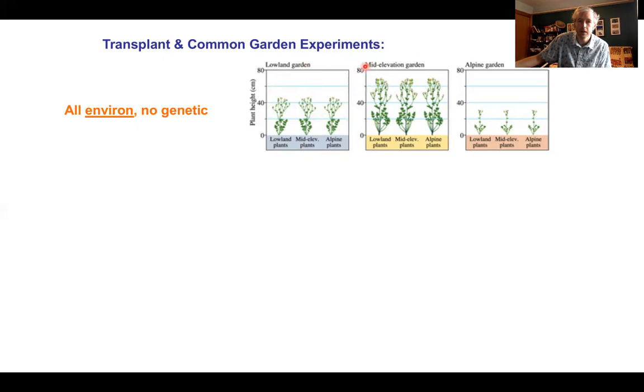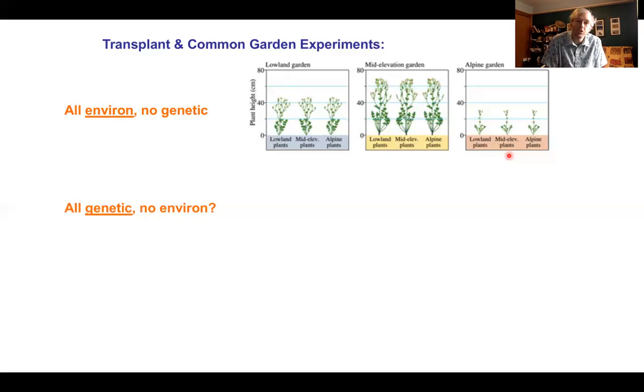And then same for mid-elevation: regardless of where you collected from, all the plants should look the same height. A lowland plant, mid-elevation plant, and alpine plant should all be the same size. At the alpine garden right at the top, we'd expect them all to be tiny, just like the alpine plants we observed in nature. So that's if it's all environment and not genetic.